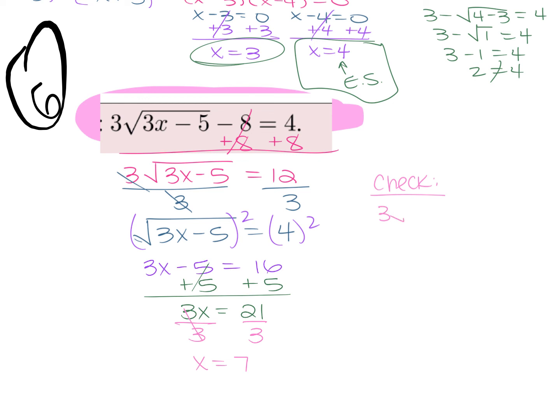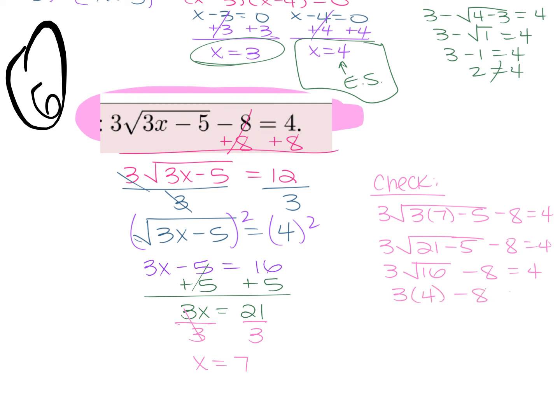You have 3 times the square root of 3 times 7 minus 5 minus 8 is equal to 4. The 3 times 7 is 21. This gives you 3 times the square root of 16 minus 8 is equal to 4. That's 3 times 4 minus 8 is equal to 4. So 3 times 4 is 12. Minus 8 gives you your 4 is equal to 4, which is what you're looking for. So x is equal to 7 is a solution.